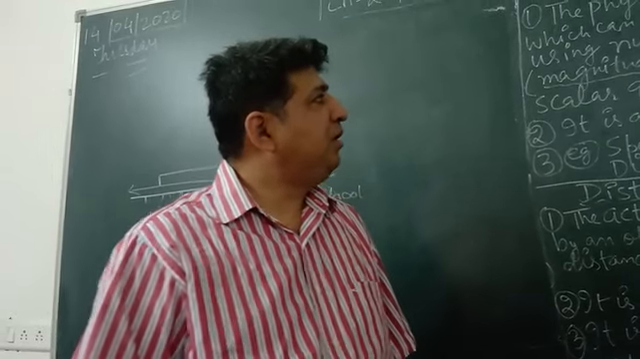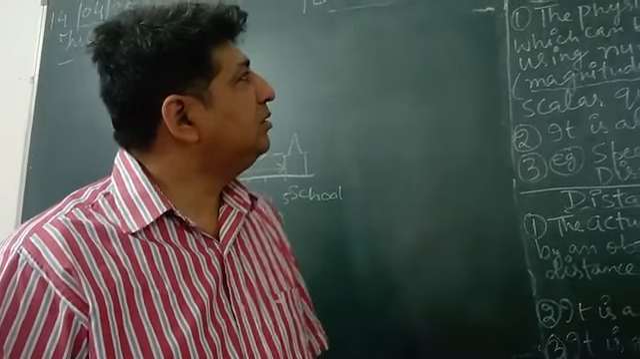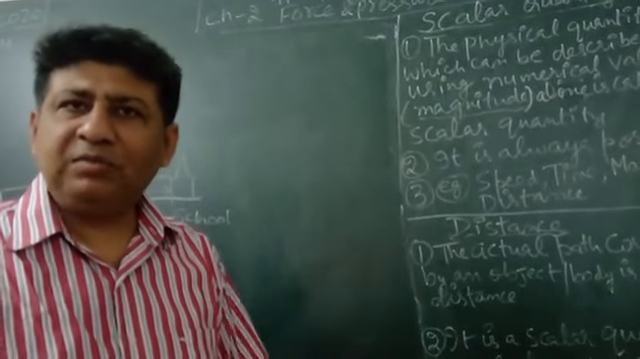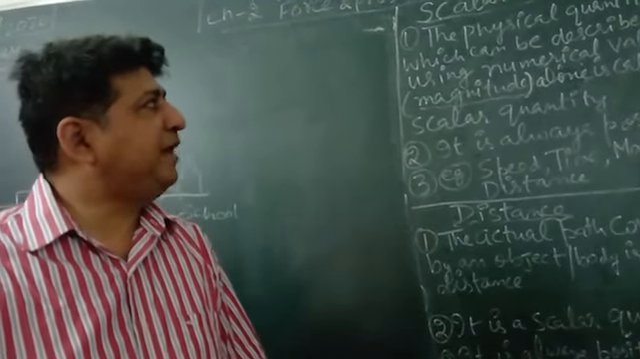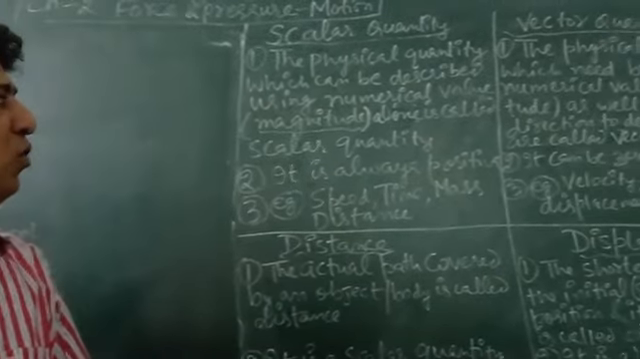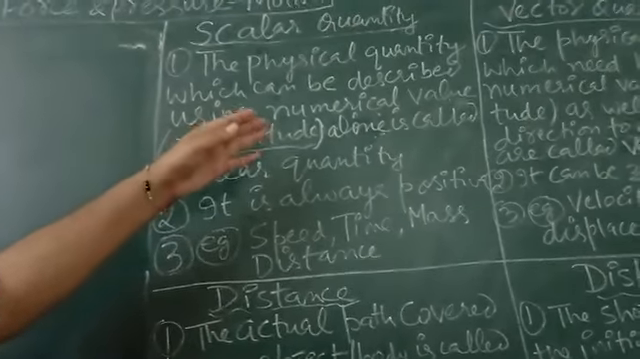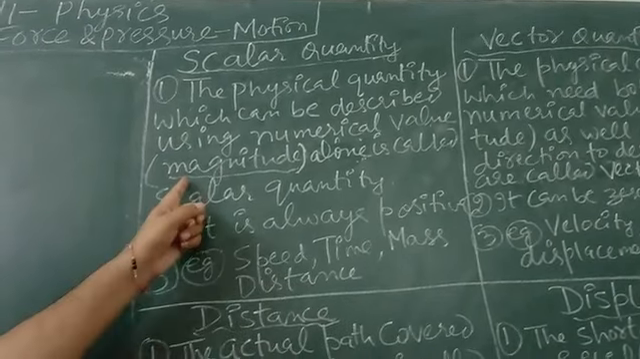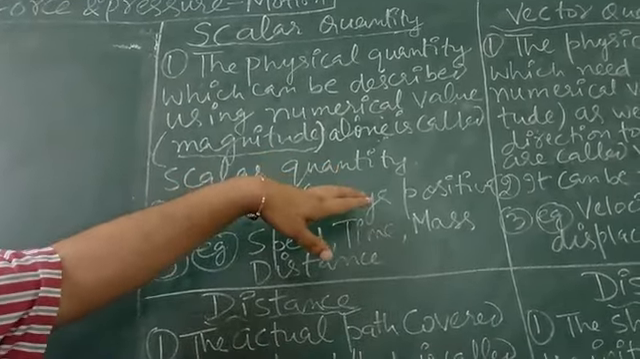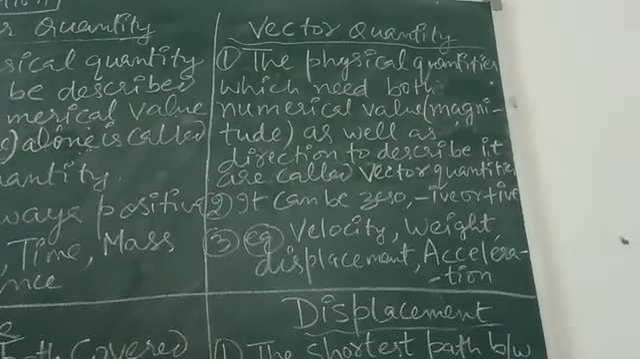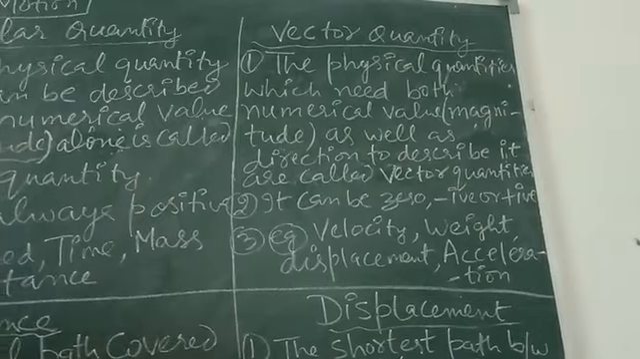And we will be continuing with our chapter Force and Pressure, Motion. We are done with simple pendulum as a topic, and now the next topic that we were discussing was scalar and vector quantities. So where we discuss the definition of scalar quantity, the physical quantity which can be described using numerical value, which we call as magnitude only or alone, is called scalar quantity. The physical quantities which need both numerical value, magnitude as well as direction to describe it are called vector quantities.